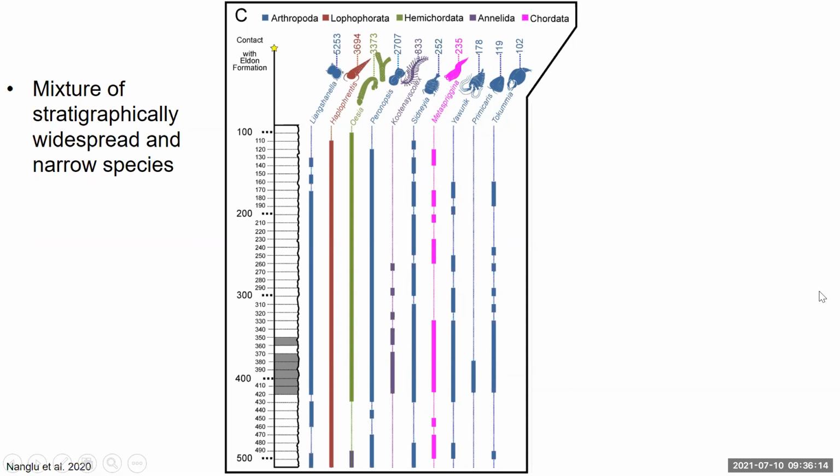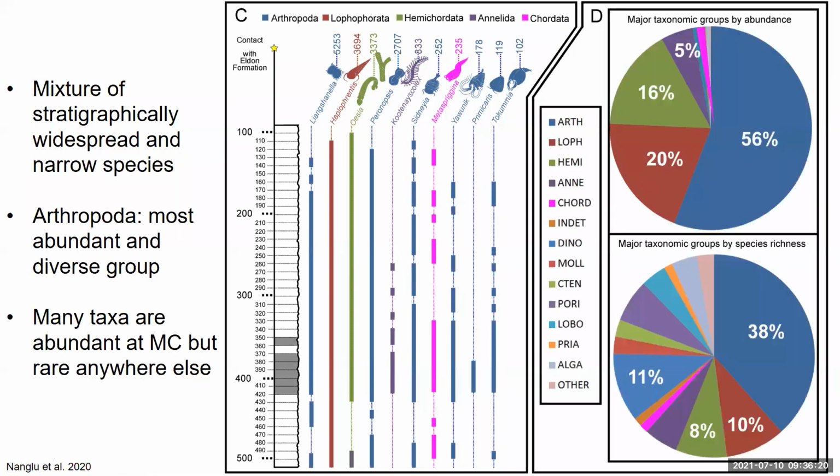So again, we're already starting to see some of the rudiments of complex spatiotemporal dynamics within the Marble Canyon biota. As I said, arthropods are the most abundant and diverse group, and you can see how it's very simply broken down here. I want to point out too that many of these taxa are abundant at Marble Canyon, but rare anywhere else. There are also species that are entirely endemic to Marble Canyon as far as we know so far. But I think, again, a good example of this phenomenon is Kootenai scolex.